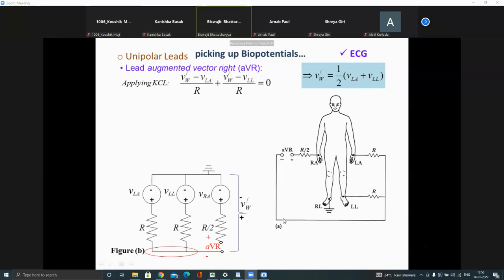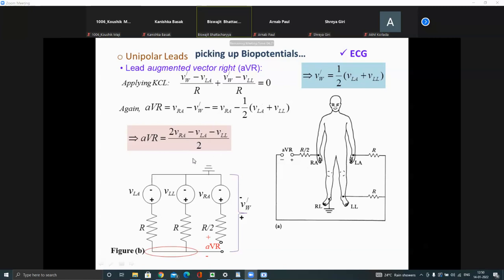And what is our AVR voltage? AVR voltage will be VRA minus VW dash. Now we put this expression of VW dash in that. So ultimately we are getting our AVR equal to this particular value.